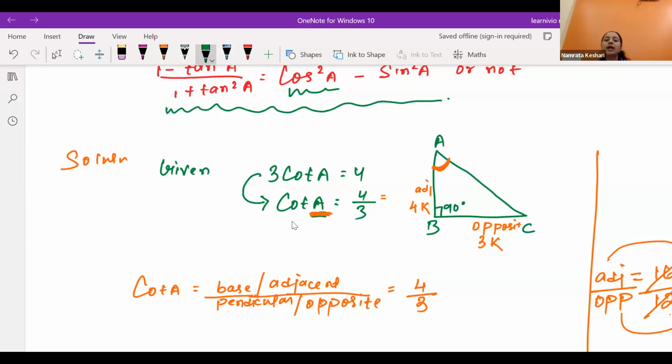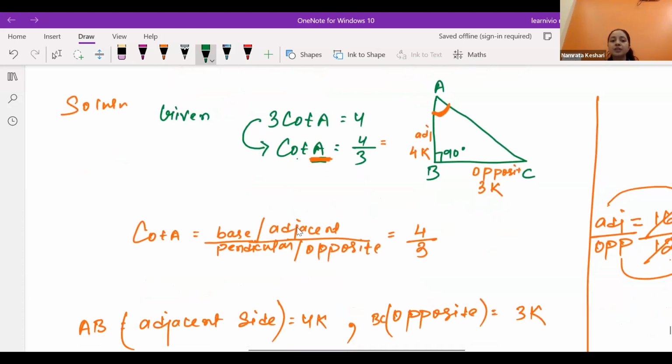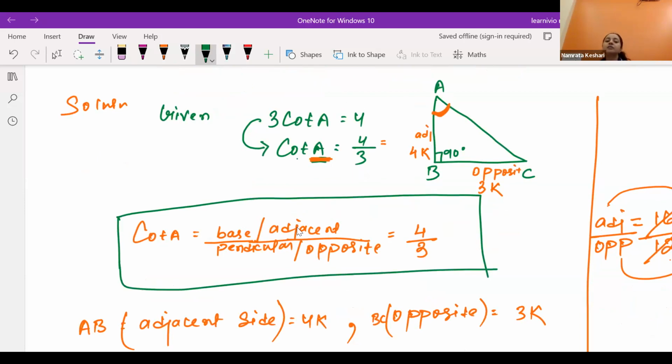Now we realize that cot A has a formula and that formula is this one. Cot A is adjacent over opposite. We also call it base by perpendicular. Okay, this is the formula for cot. So now we are going to say that the adjacent side is 4 and the opposite side is 3.